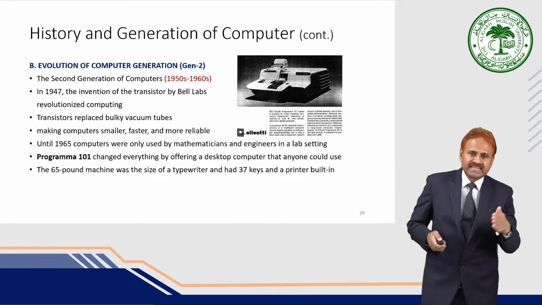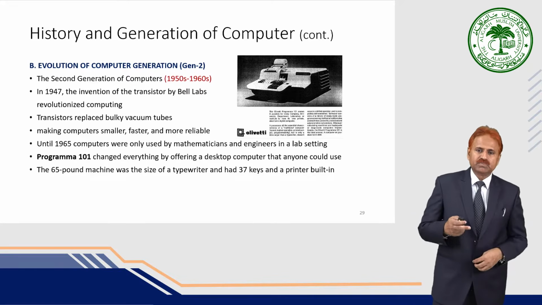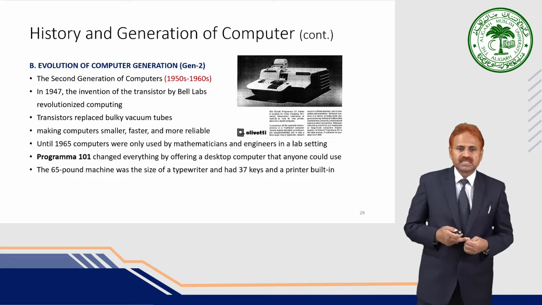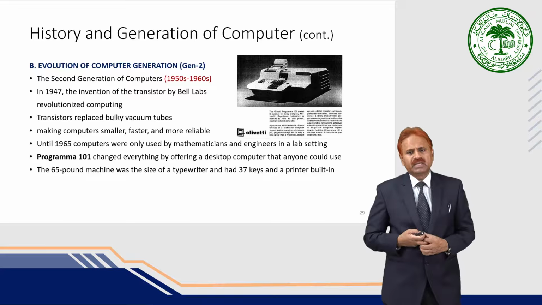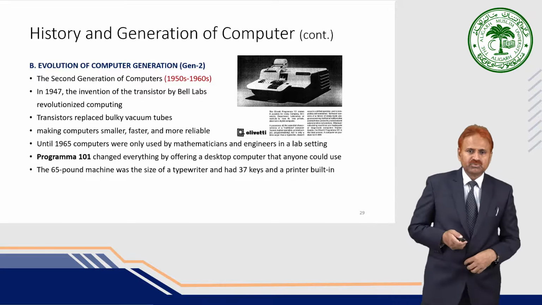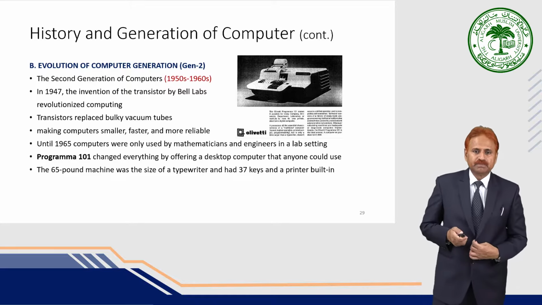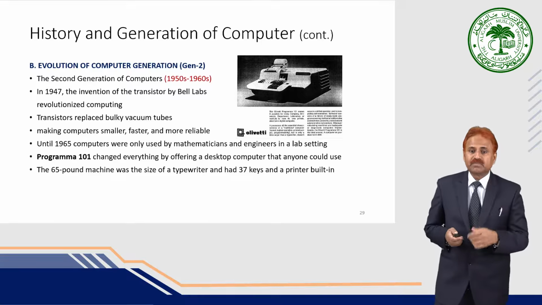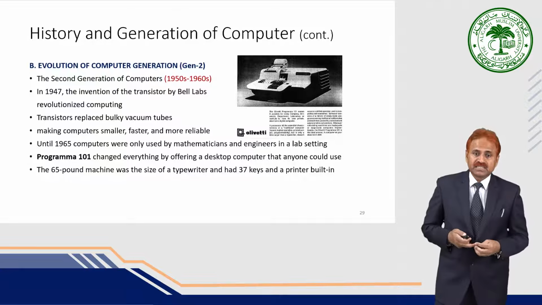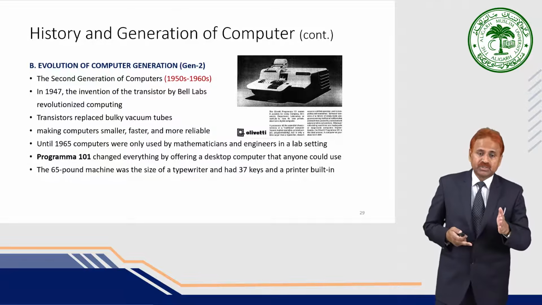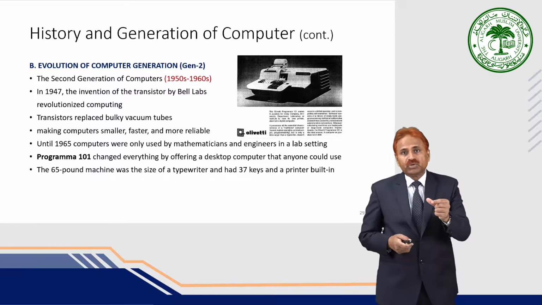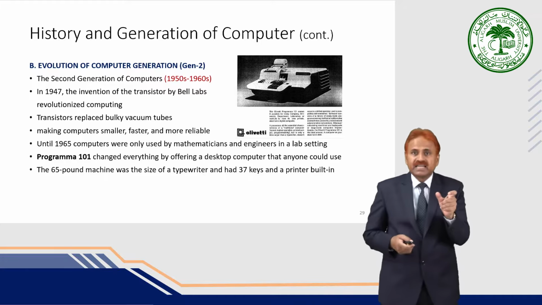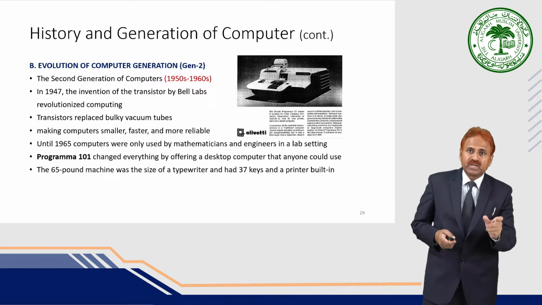Now I'm coming to the second generation computer, which is marked from the 1950s to the 1960s. All the computers which were made during this period of time come under the category of second generation computers. In 1947, the invention of the transistor by Bell Labs revolutionized the computing world. Transistors replaced the bulky vacuum tube. So with the advancement of technology, we had another device which was smaller in size and more efficient than vacuum tubes, known as transistors.